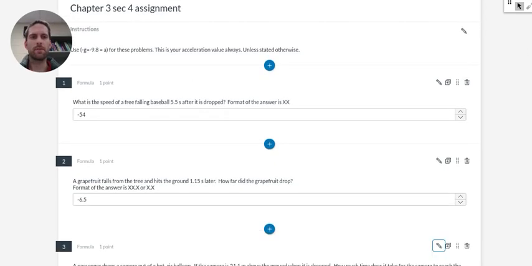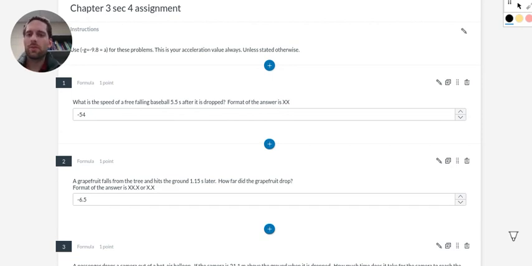Welcome to this assignment. For this one, I'm going to go through this at a reasonable pace. With this assignment, we're always going to use a equals negative 9.8 for acceleration, as that's acceleration due to gravity, except for one problem, which I think tells you to do something different.